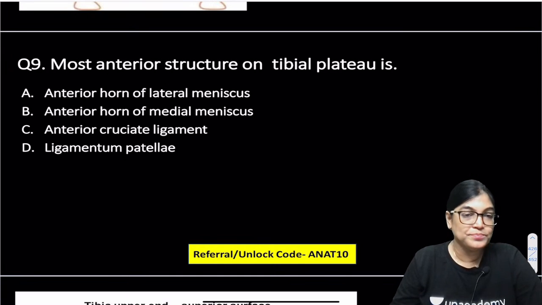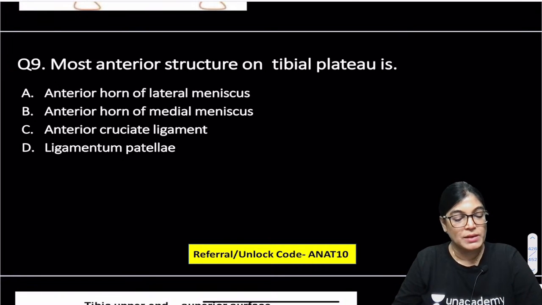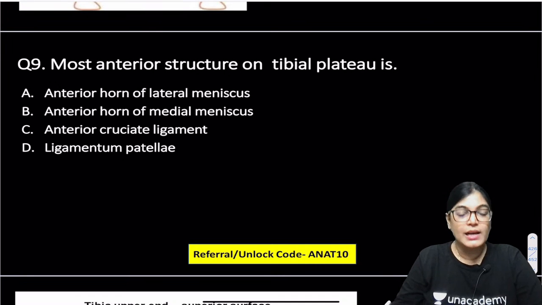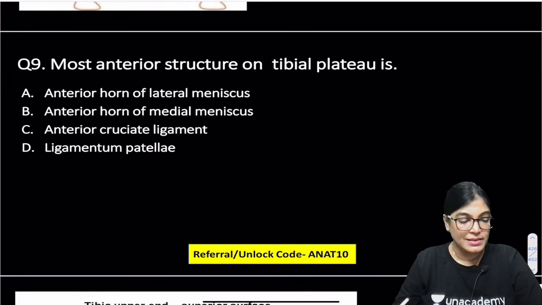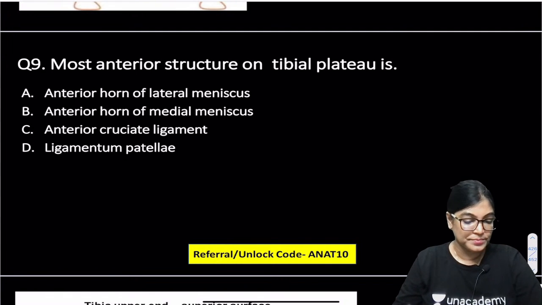Now question number 9, most anterior structure on tibial plateau is, which of the following is most anterior structure on tibial plateau? Whether it is anterior horn of lateral meniscus or medial meniscus, anterior cruciate ligament, ligamentum patellae. Question number 9, mark the correct answer.